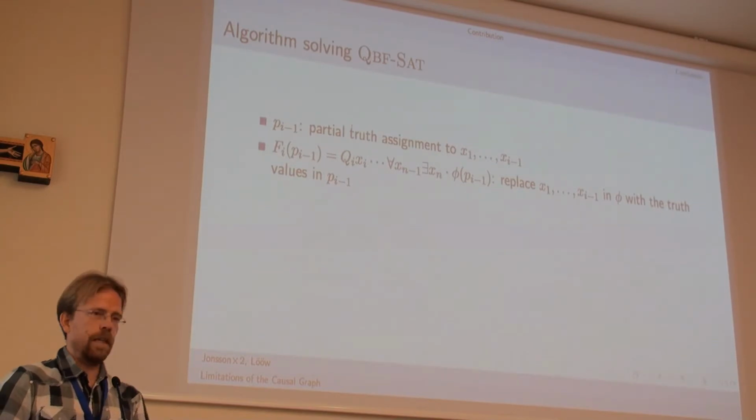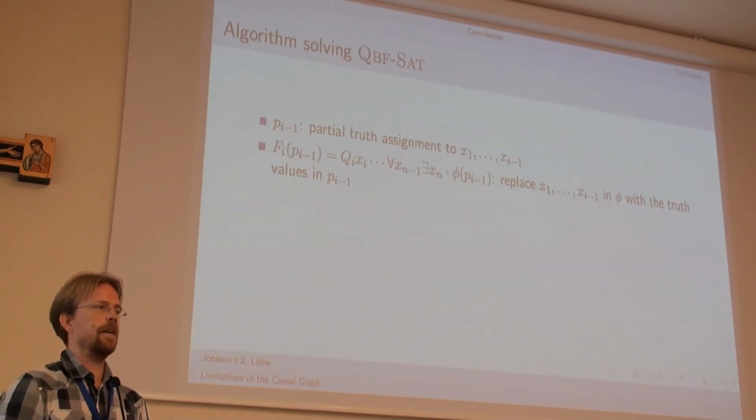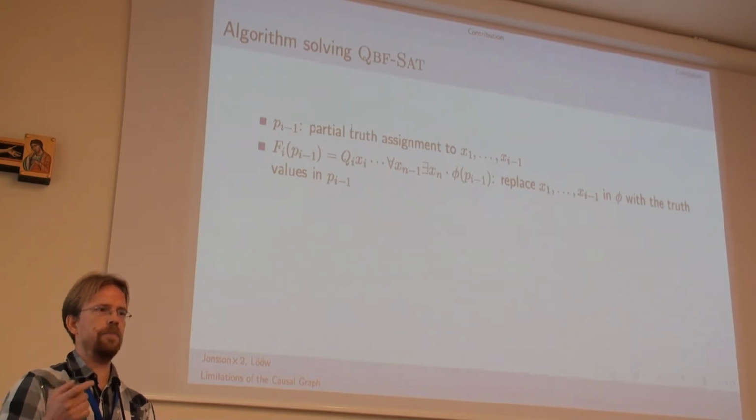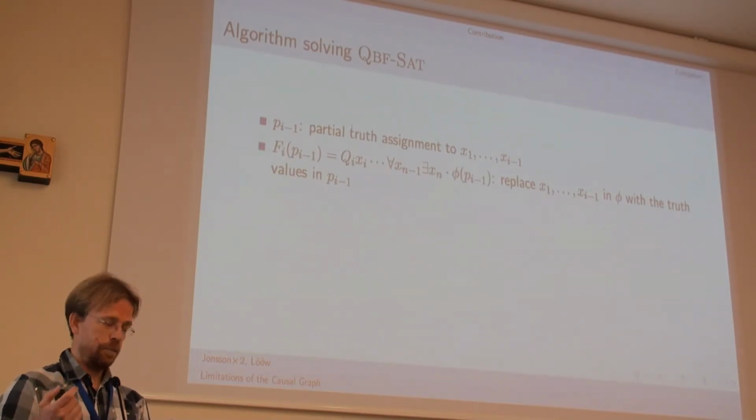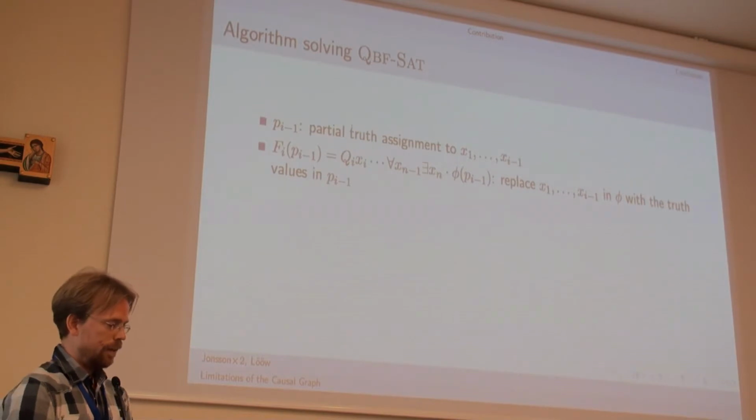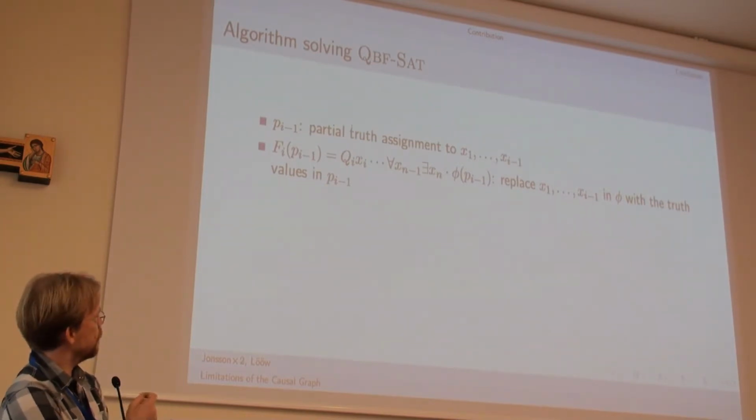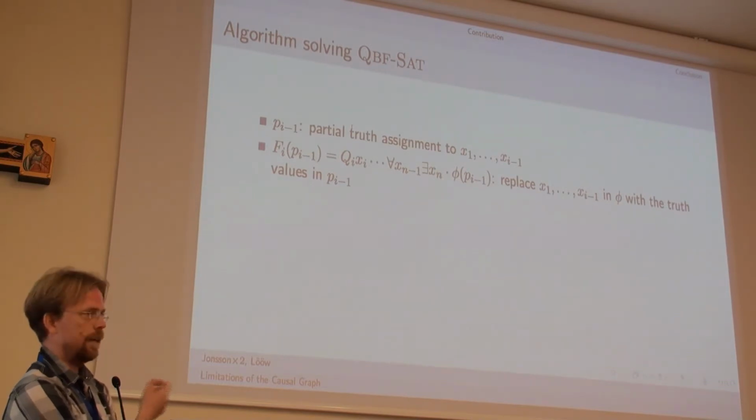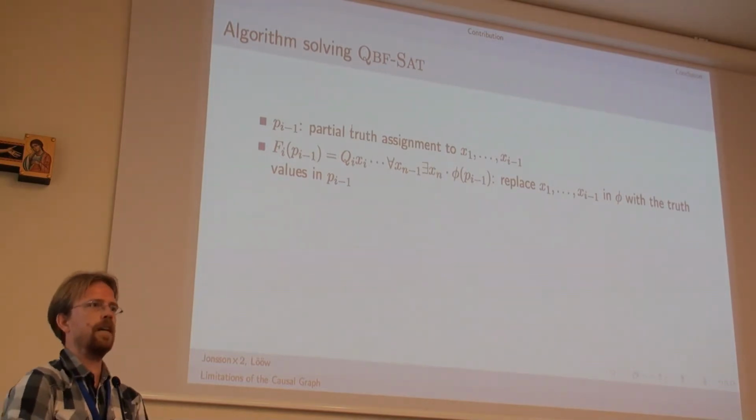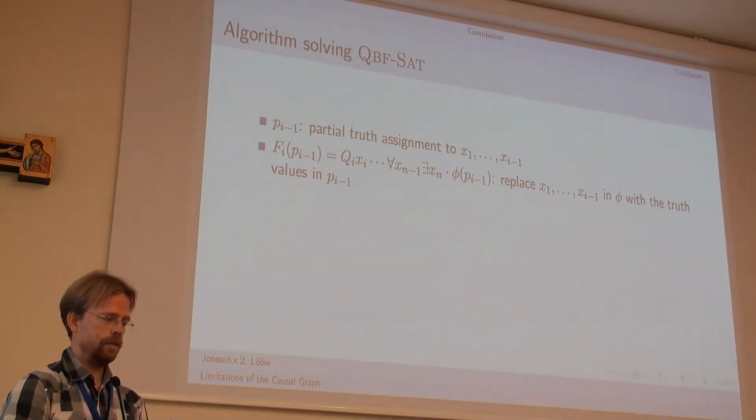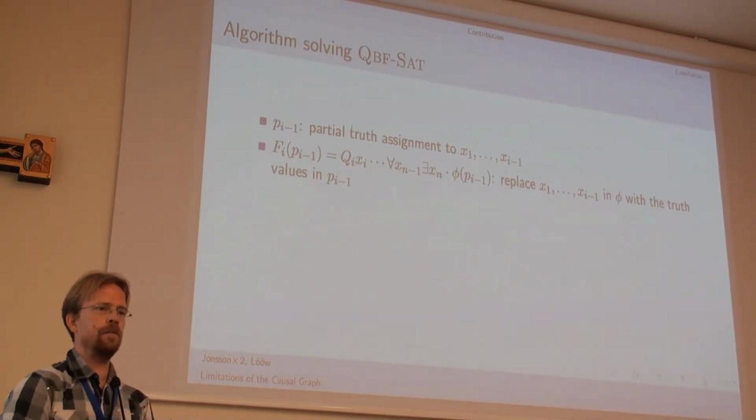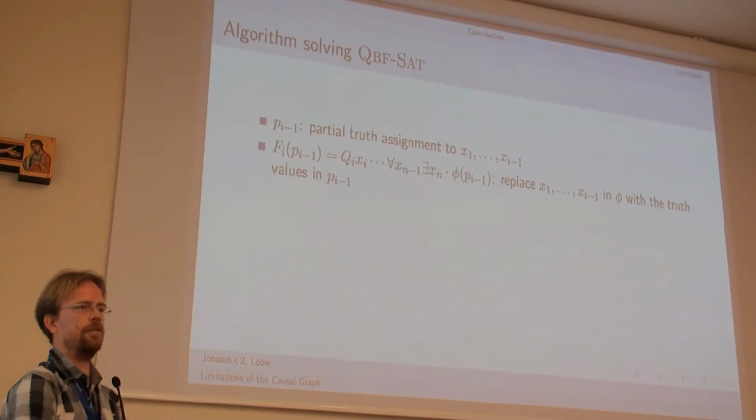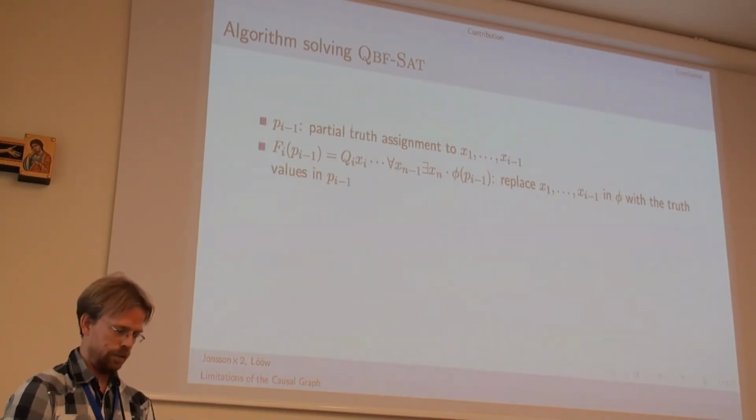If you're given a partial assignment to the first i-1 variables, you can define a partial QBF, where in the SAT formula phi you replace the first i-1 variables with their value in the truth assignment, and you keep the quantifiers on the remaining variables. So Qi here is either a universal or existential quantifier.